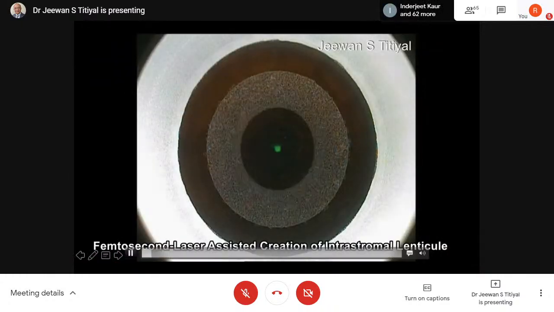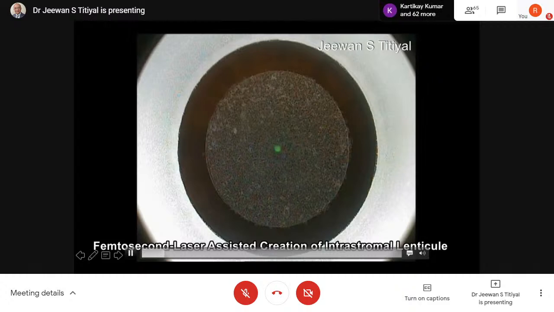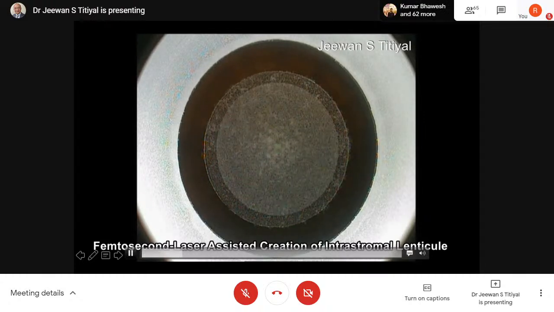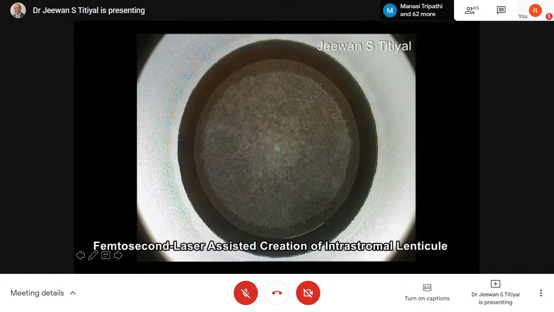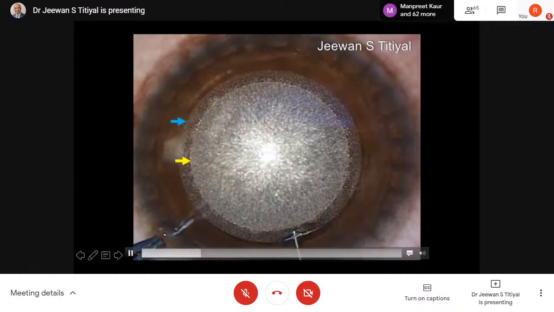So you can see we are making the lenticule, from the periphery to the center, so they will have a side cut. Now we'll make a cap, which will go from center to periphery. So this is the creation of the cap. Then you will have a side cut, which is normally 2 millimeters, the smallest one. You can see this is the refractive lenticule. This is the cap, and the side cut.